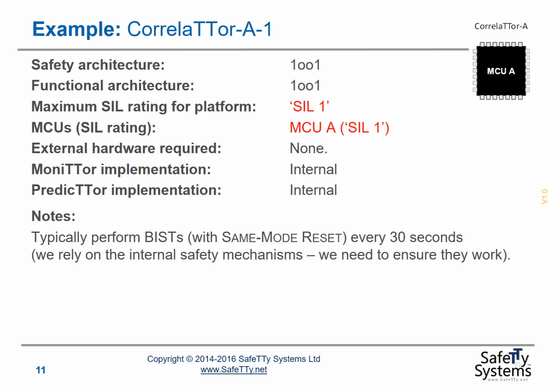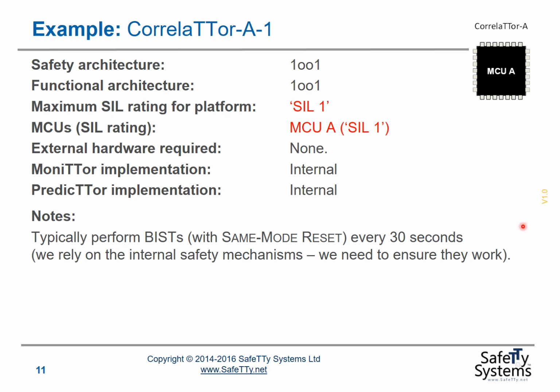Let's look at another example of a correlator A design. This is the same as the previous version that we looked at on the previous slide. There's still no external monitoring. This time, however, we're using a SIL1 microcontroller, and we have a design that may be suitable for use in applications up to SIL1 in nature. This slightly changes the way that we perform the built-in self-test. This is the main change for this application as far as the developer is concerned.